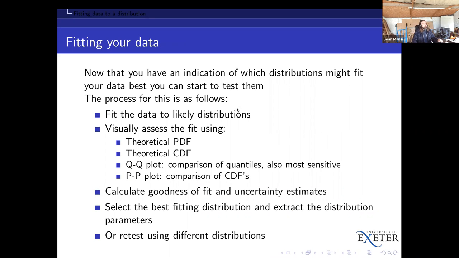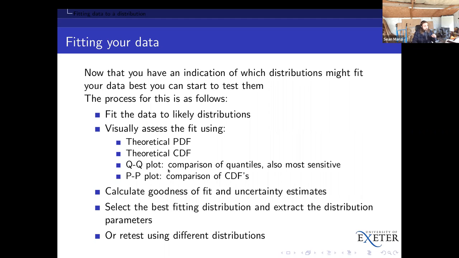So now, fitting your data. Now we've got an idea of what distributions we want to test, we've got to go through the process of testing them. The process is that we fit the data to the likely distributions and get the theoretical values for that. Then we go through a visual assessment of the fit using the theoretical probability density function and cumulative density functions of our fitted distributions.